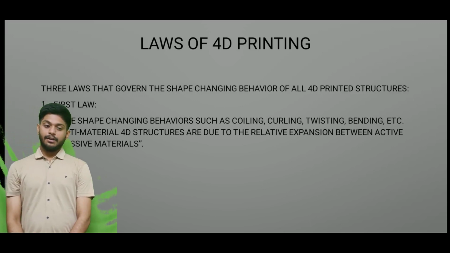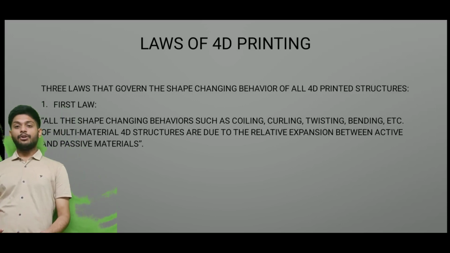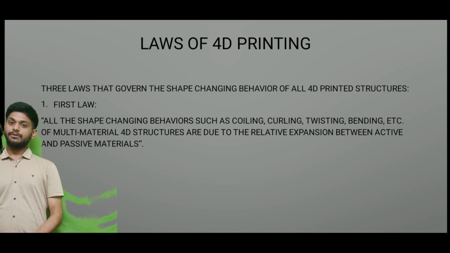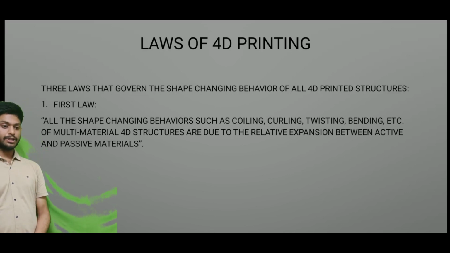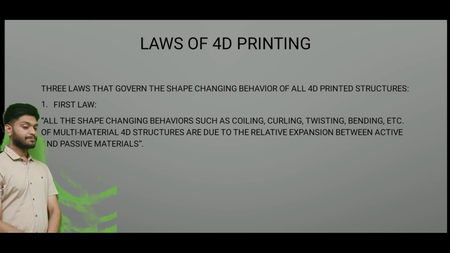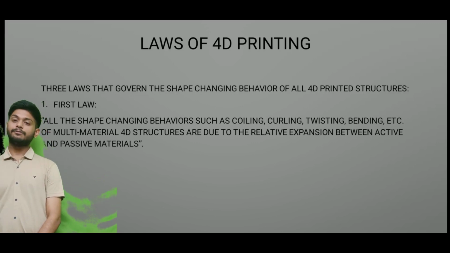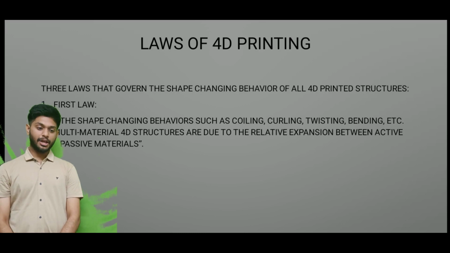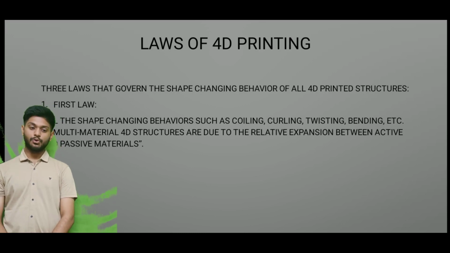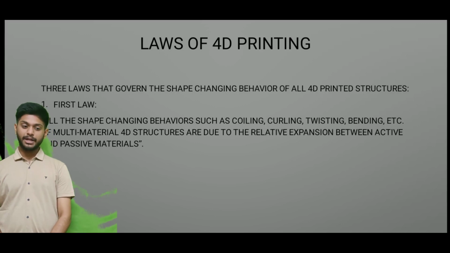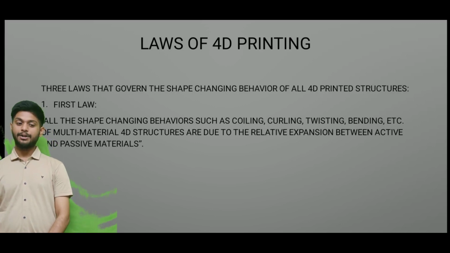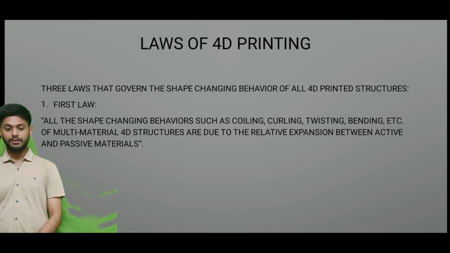So now there were 3 laws of 4D printing which were introduced. So 3 laws that govern the shape changing behavior of all 4D printed structures. First law: all the shape changing behaviors such as coiling, curling, twisting, bending, etc. of multi-material 4D structures are due to the relative expansion between active and passive materials.